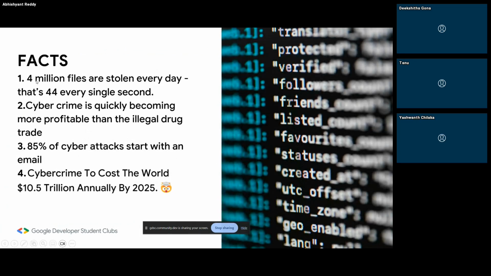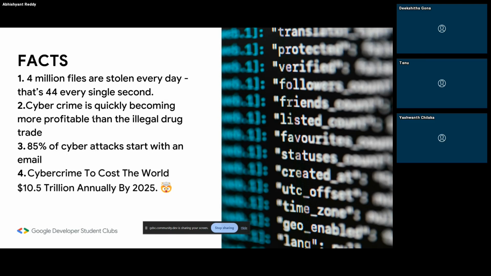The first one, I'll read it out for you. Almost 4 million files are stolen every day, and that's 44 files every single second. Like, was yours in that today? Cybercrime is quickly becoming more profitable than the illegal drug trade. The drug trade has been a very big market for maybe 50, 60 or more years, while cybercrime is crossing this in a much shorter time.